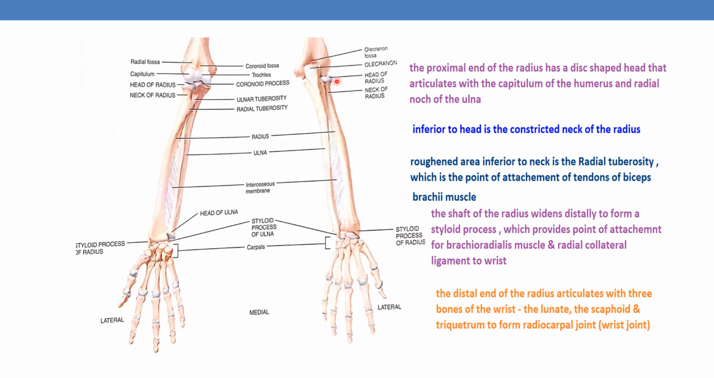So the proximal end of the radius has a disc-shaped head that articulates with the capitulum. This is the head of the radius. This articulates with the capitulum of the humerus and with the radial notch of the ulna. Head of the radius articulates with the ulna at the radial notch, whereas it articulates with the humerus at the capitulum.